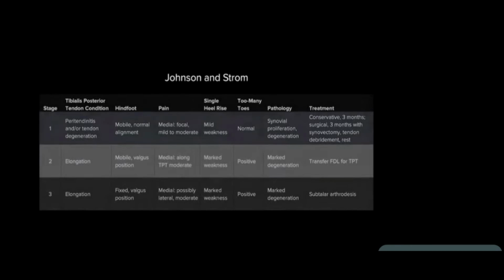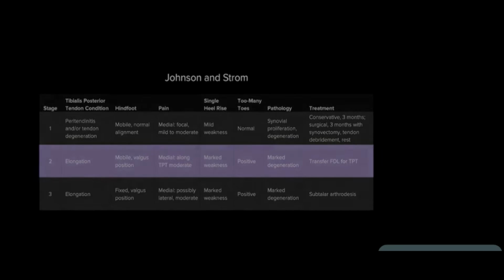The original classification had 3 stages. Stage 1 describes the condition of the tibialis posterior tendon and clinical findings. Stage 2 describes an elongated tibialis posterior tendon with a mobile but valgus hindfoot, marked weakness with a single-legged heel raise, and positive too many toes sign.